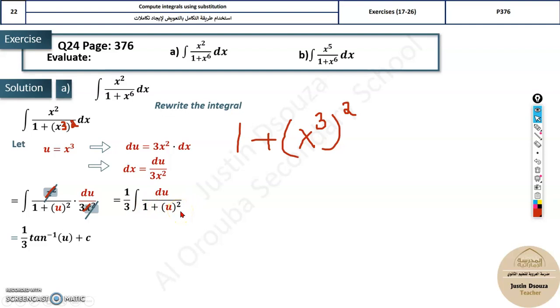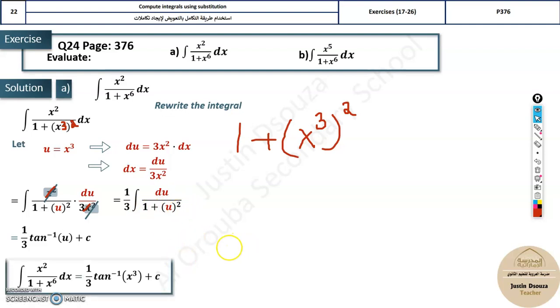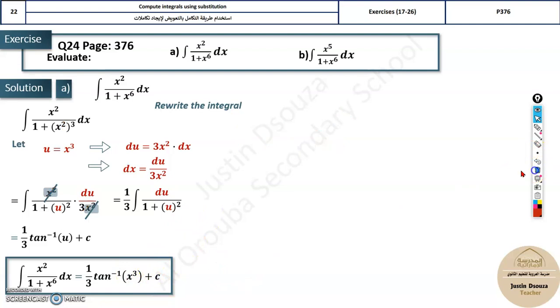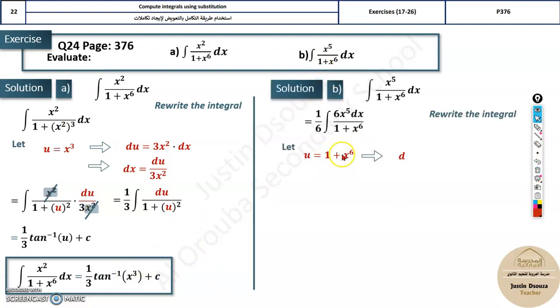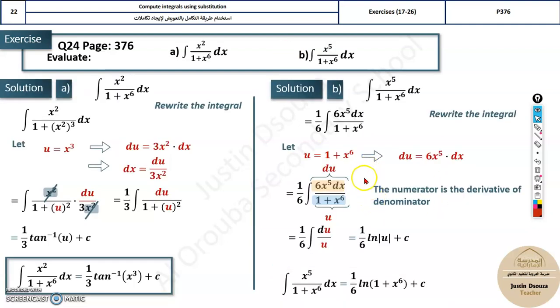You know the integral of 1 by 1 plus u squared is tan inverse u. That's it. But don't forget to substitute the u value back over here. That is the final answer. Plus c is very important because it's an integral. And now the next one, you don't need to worry much. It is just 1 plus x squared, and then you can substitute. We have done such problems already in the previous videos.